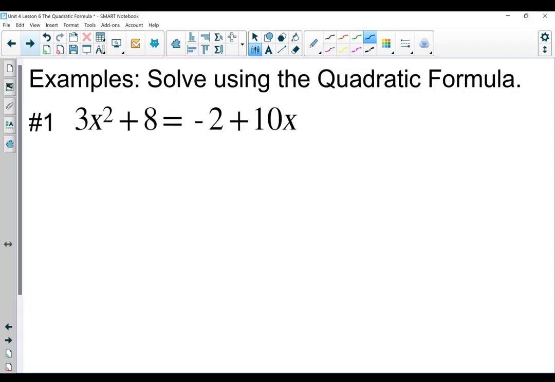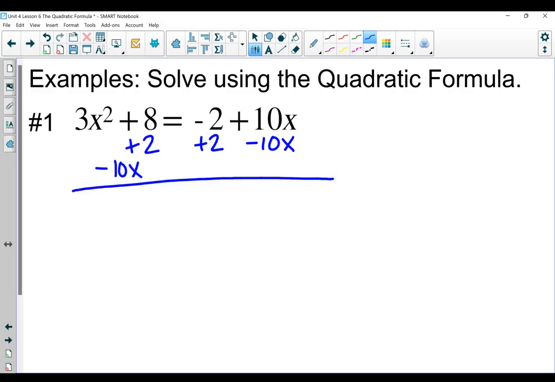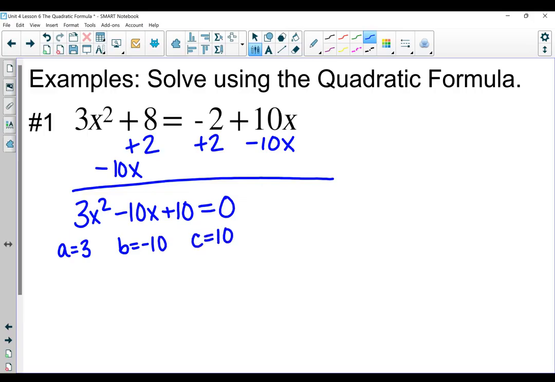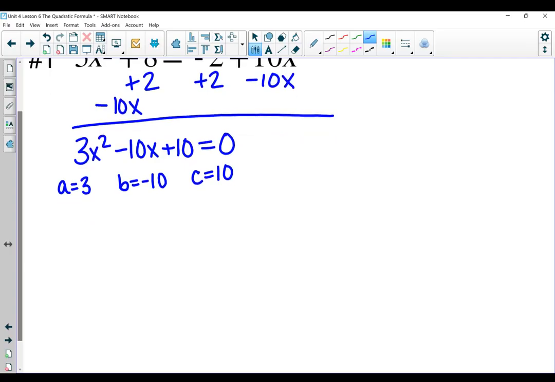We're going to work through 2 examples today using the quadratic formula. First step, set it equal to 0. I like to keep my x squared positive, so I am going to move over to the left-hand side. Adding like terms where appropriate, putting it in standard form. This shows me that a is equal to 3, b is equal to negative 10, and c is equal to positive 10. There's no common factor there to divide out, so we have what we have.